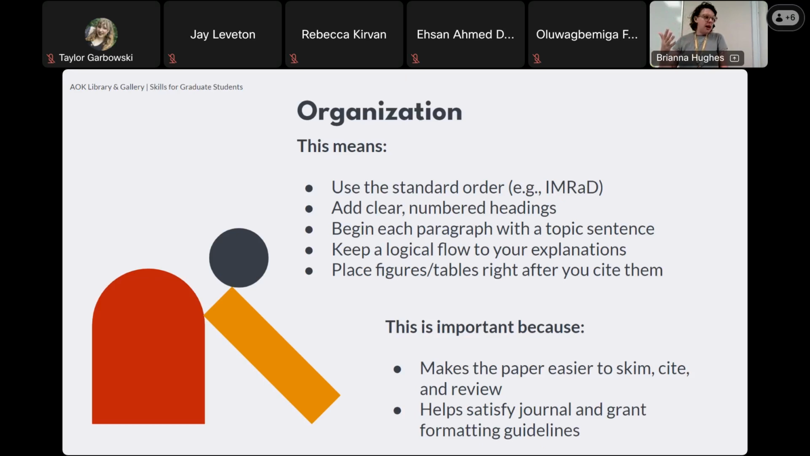And also when you think about journals and grant organizations, they have expectations on how papers are formatted a lot of times, right? So making sure that you're including all of these things from the get-go can really help you when you're going into the peer review or the grant review process.